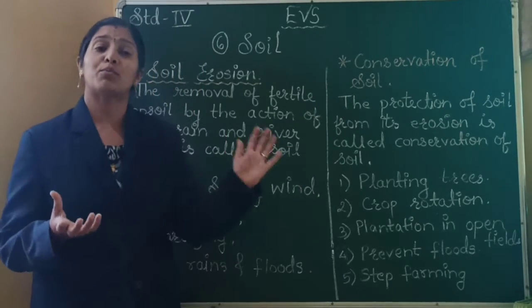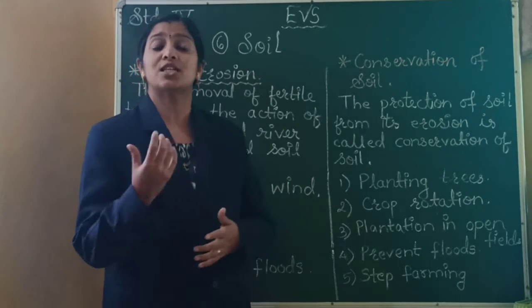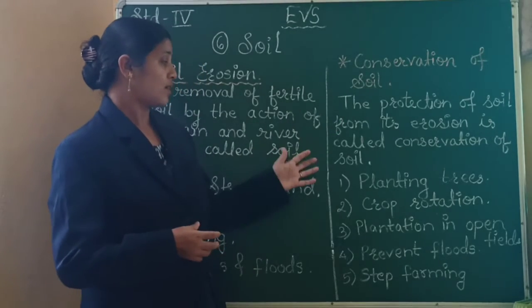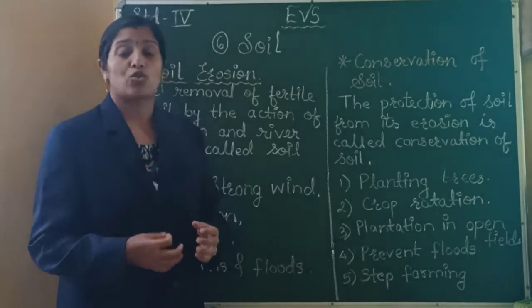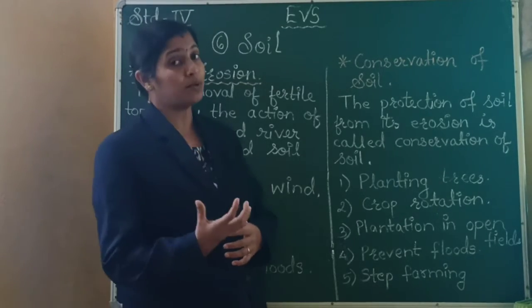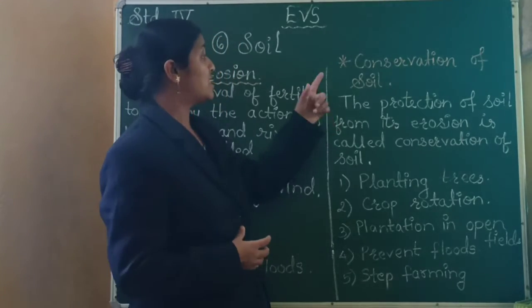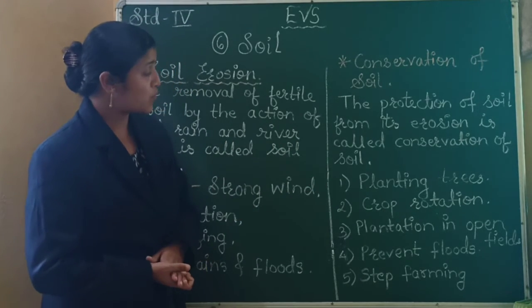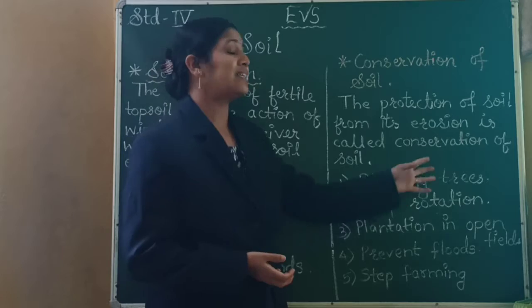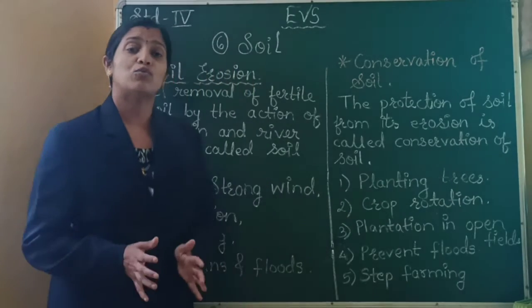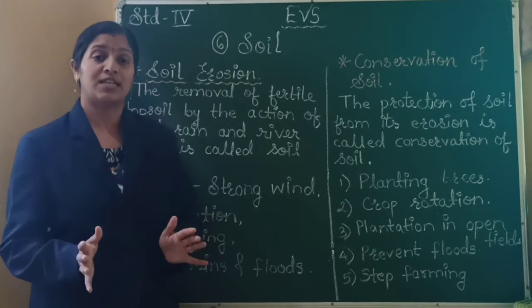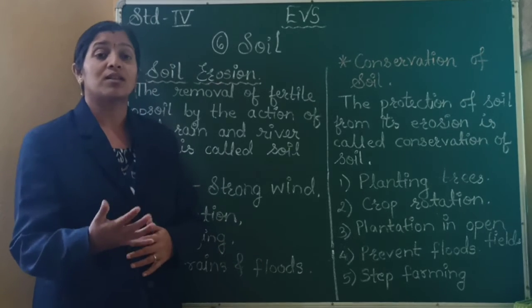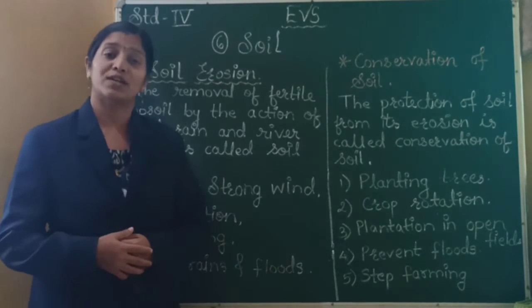So, how can we protect the soil from losing its fertility, or how can we conserve the soil? There are a few points or steps that we as human beings can follow to conserve the soil. So what are the things we can do? First is planting trees. We have to plant a lot of trees. The number of trees planted should be more than the number cut down.